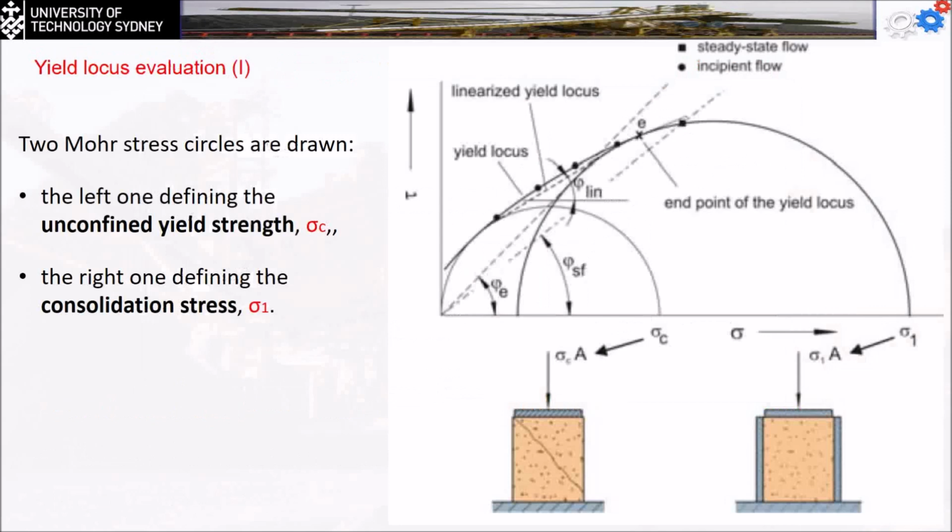We can simply sketch two more circles, as you can see here, 1 and 2. From the first one, we can find the value of the sigma c. And from this bigger one, we can find the sigma 1. So the left one defines the unconfined yield stress value, sigma c, while the right one defines the consolidation stress, sigma 1.